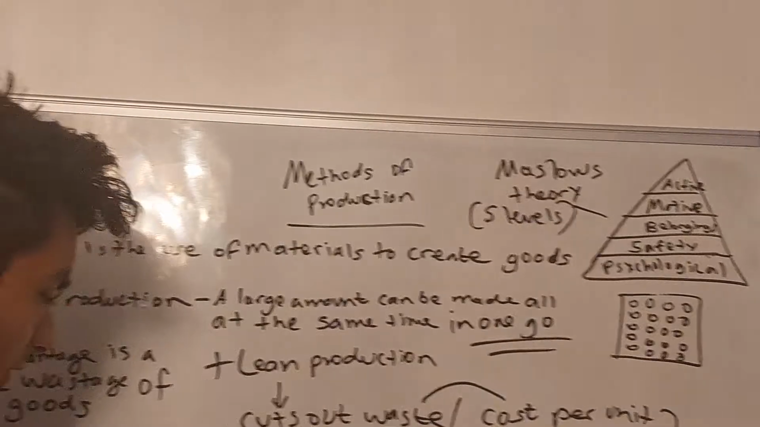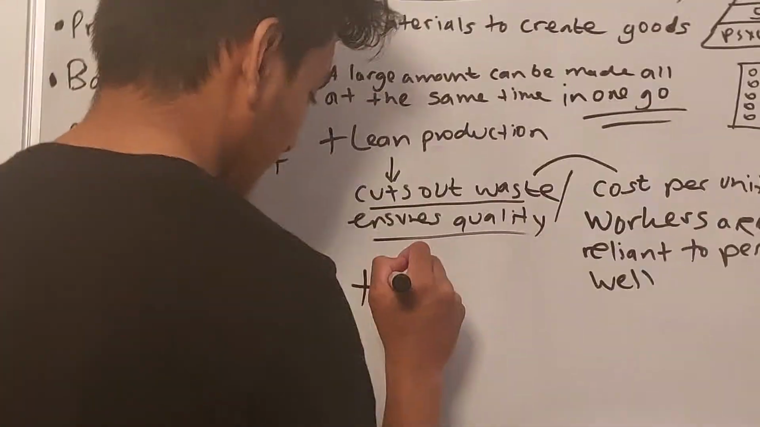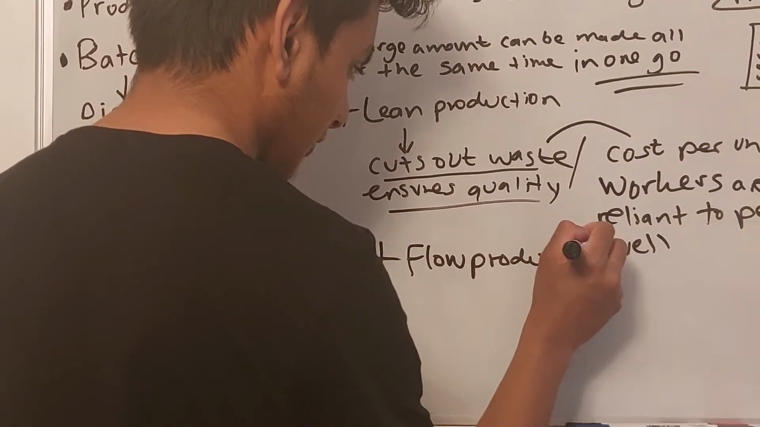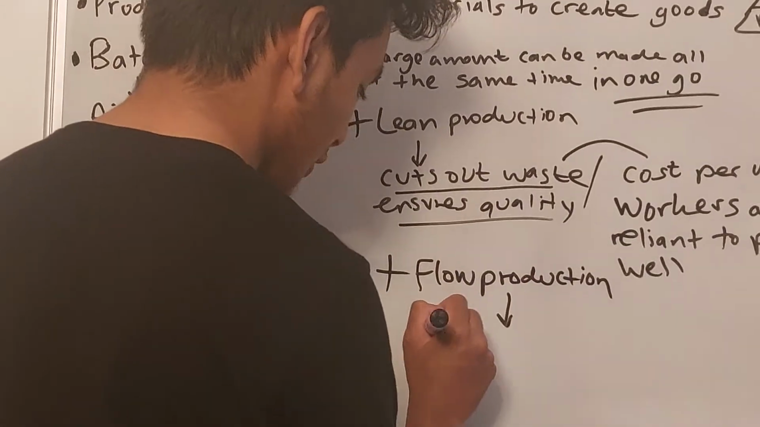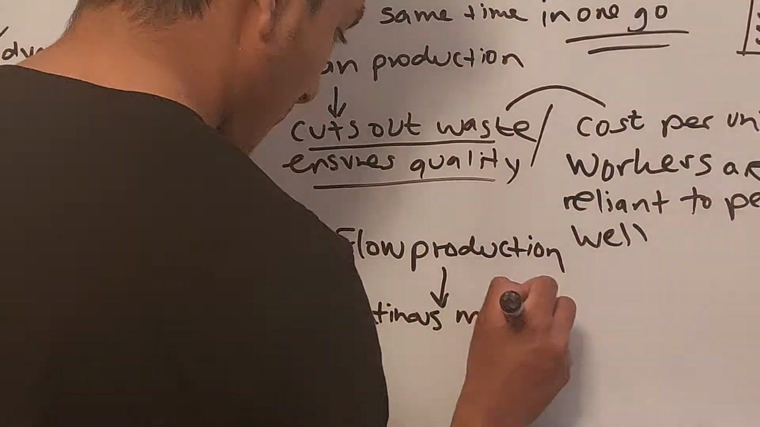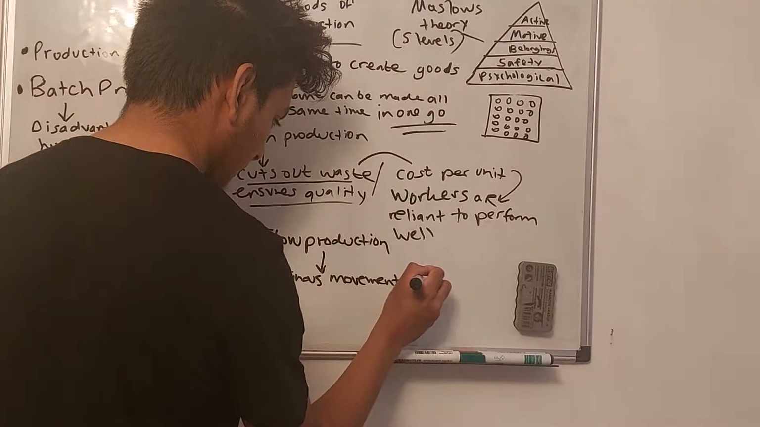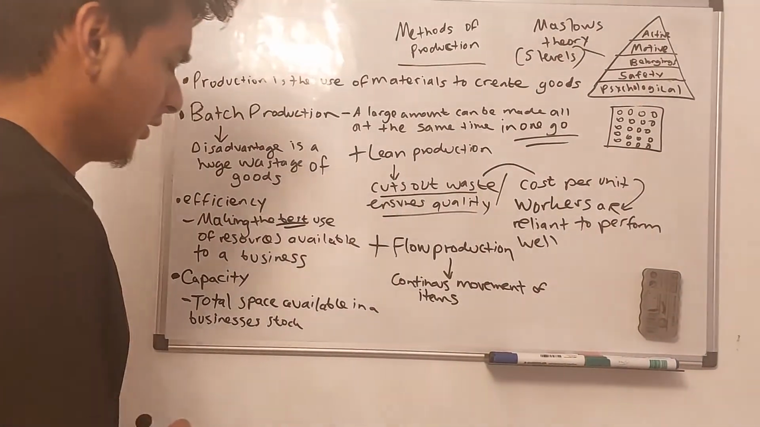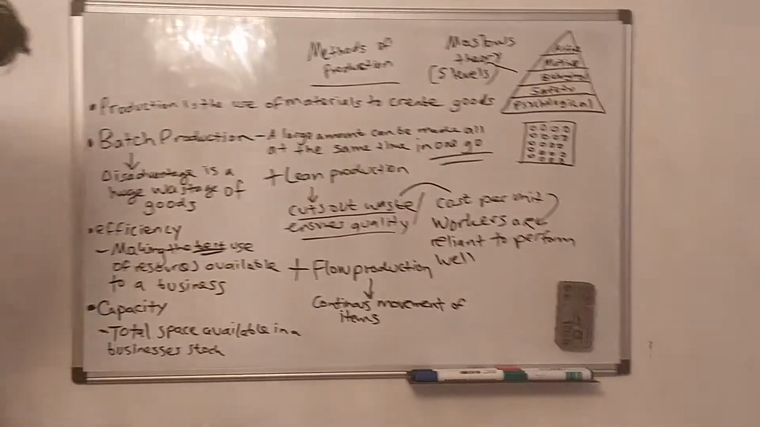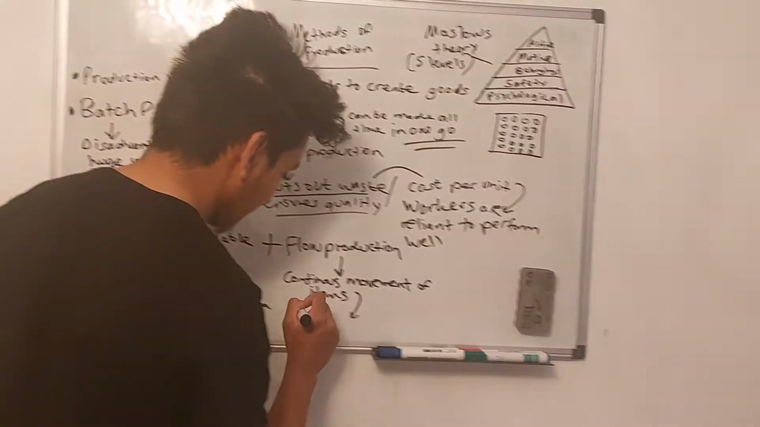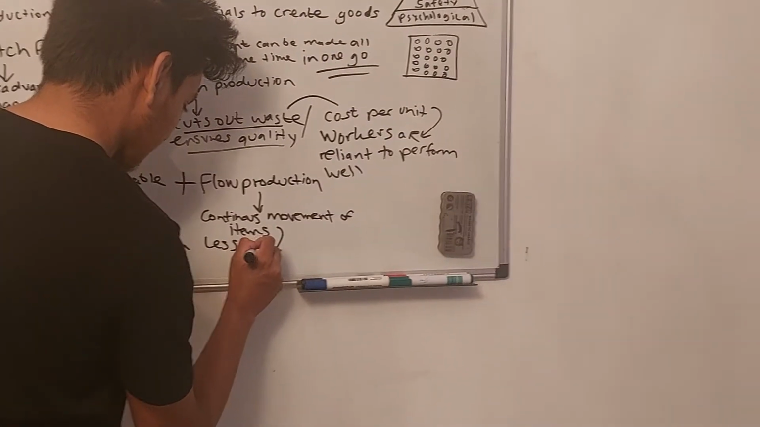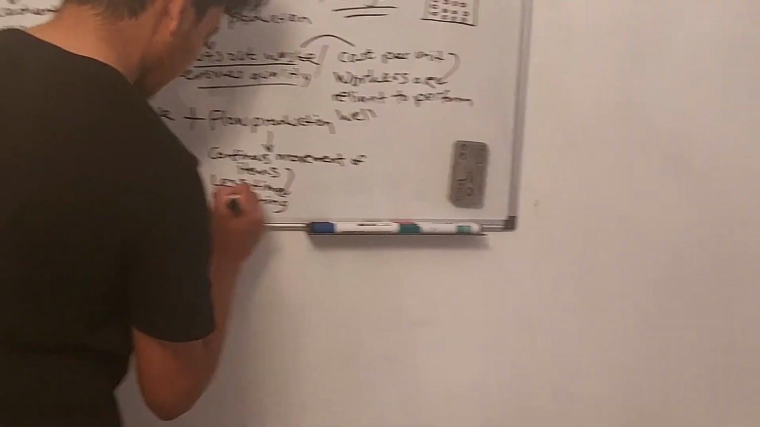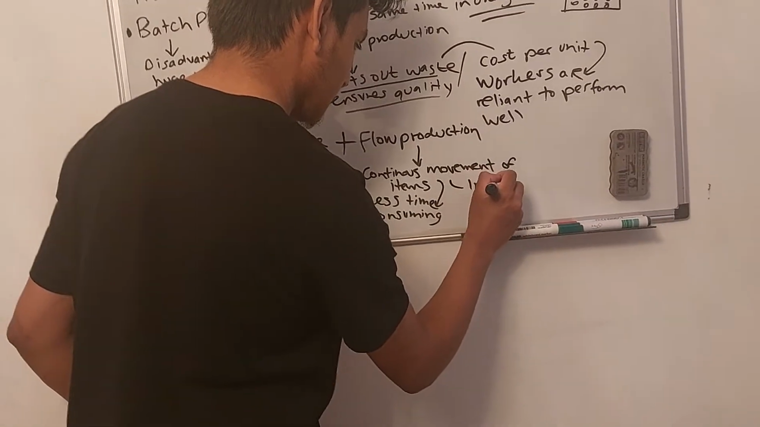I'll go through the third one, and that is flow production. Flow production is a really interesting type, because this type of production process involves the continuous movement of items. Items are continuously moved out of the production process, so that means it's less time consuming. Low production costs.